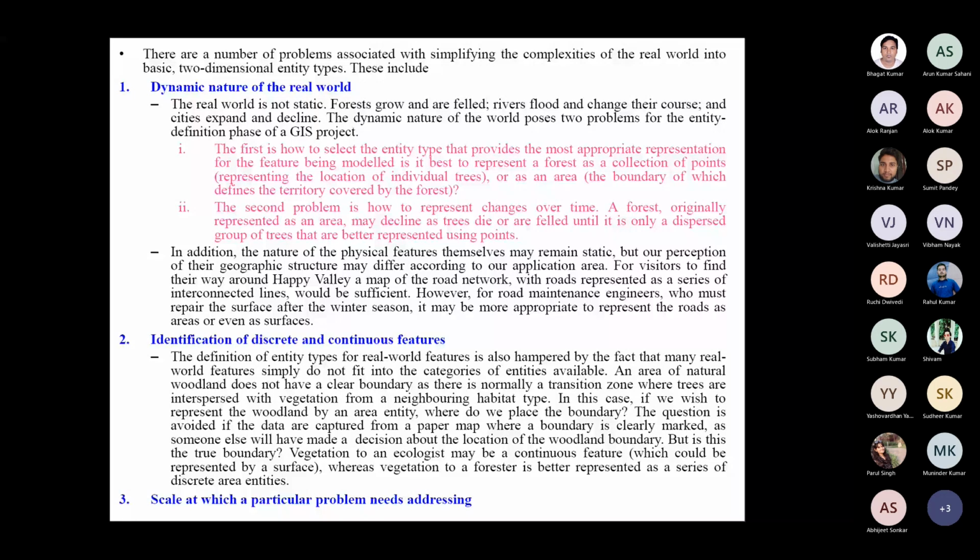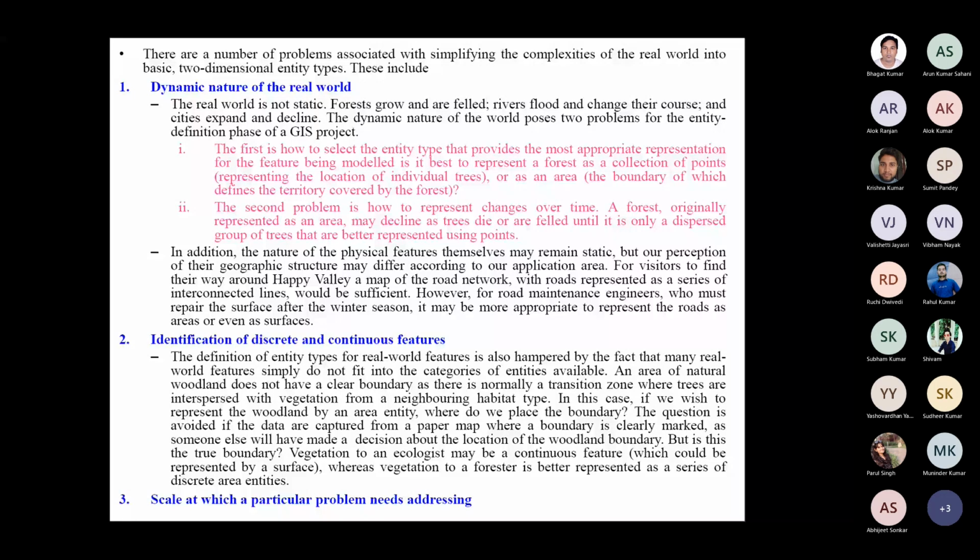In addition, the physical features themselves may remain static, but our perception of their geographic structure may differ according to our application area. For visitors to find their way around Happy Valley, a map of the road network with roads represented as a series of interconnected lines would be sufficient.